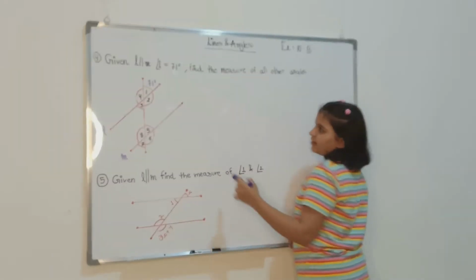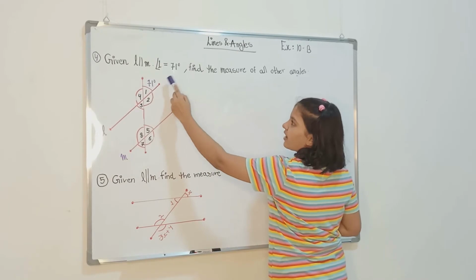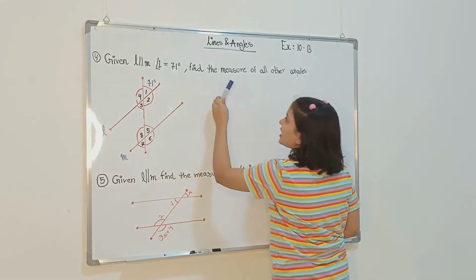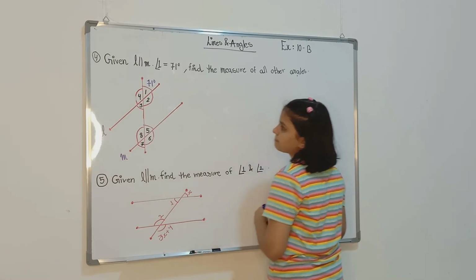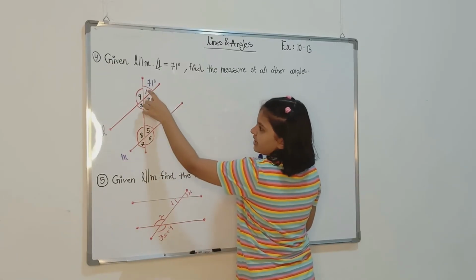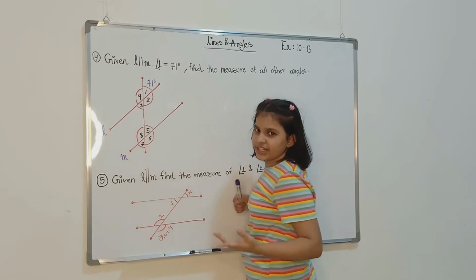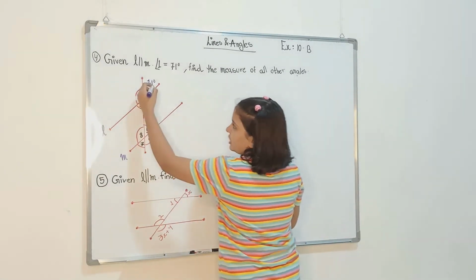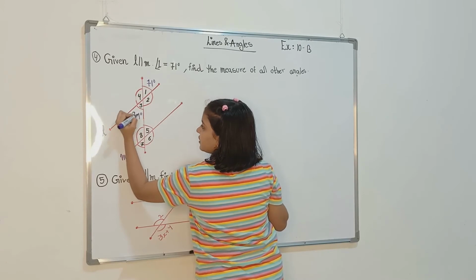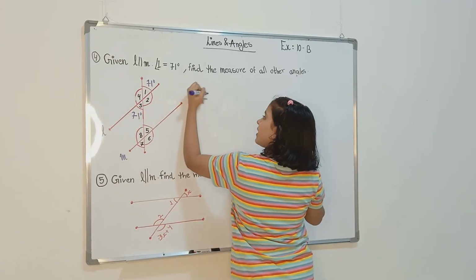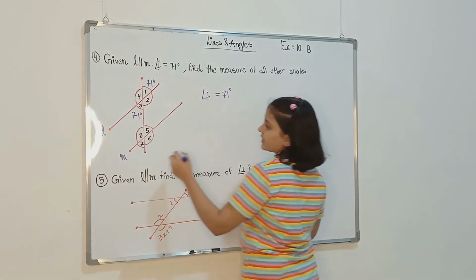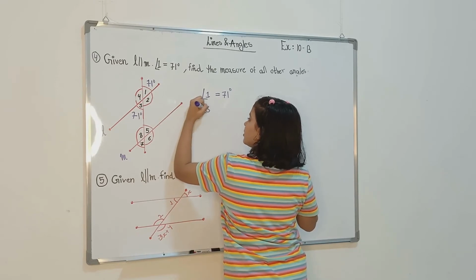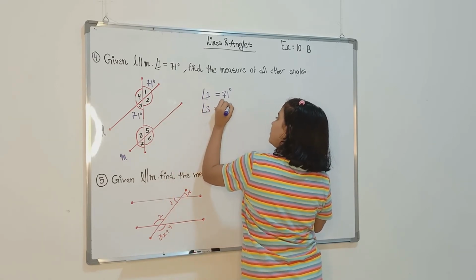Given line L parallel to M, these two lines, angle 1 is 71 degree. Find the measure of all other angles. So angle 1 is already given, it's 71 degree. We have to find the measure of all the other angles. Here, angle 1 and angle 3 are equal because they are vertically opposite angles. So both of them are equal, which means angle 3 is also 71 degree.